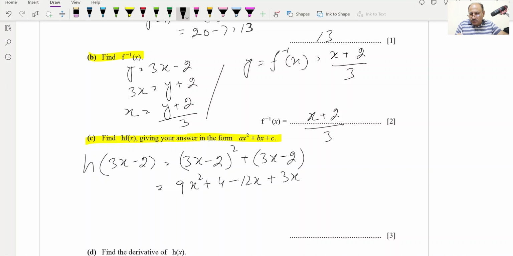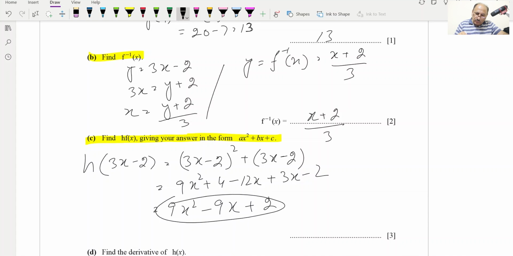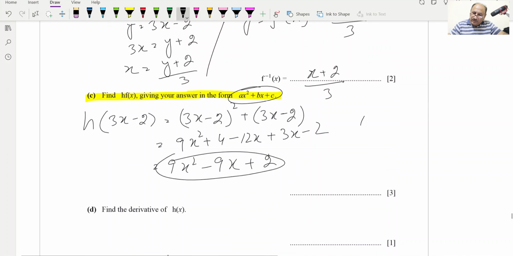So 3x minus 2. Now adding like terms will be 9x squared minus 12x plus 3x. So it will be minus 9x and plus 2, and this is basically similar equation as ax squared plus bx plus c. A is equal to 9, b is equal to minus 9, and c is equal to 2.